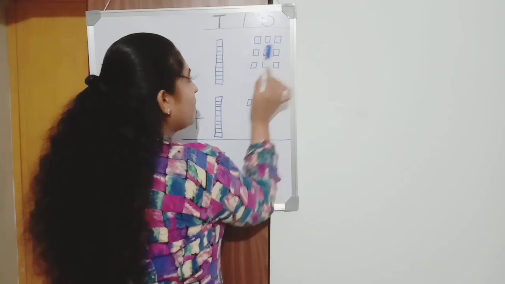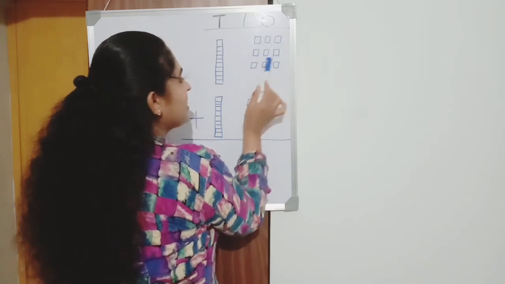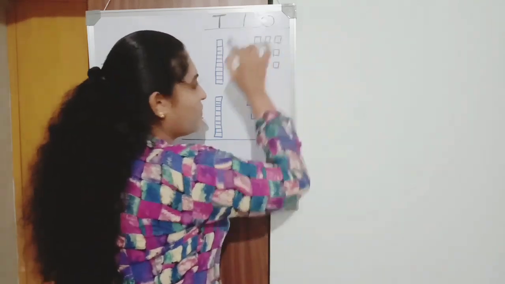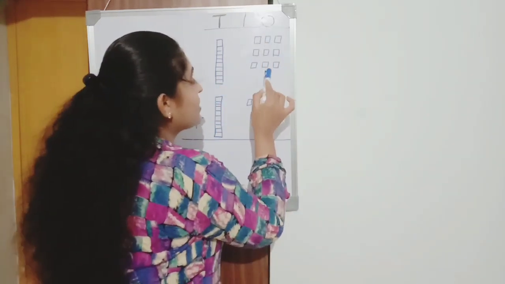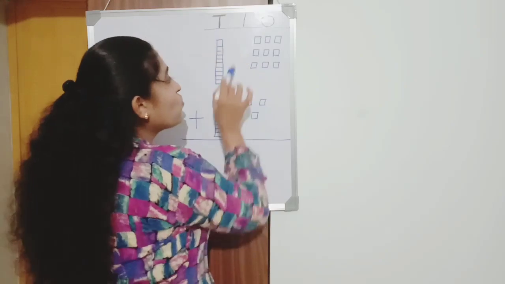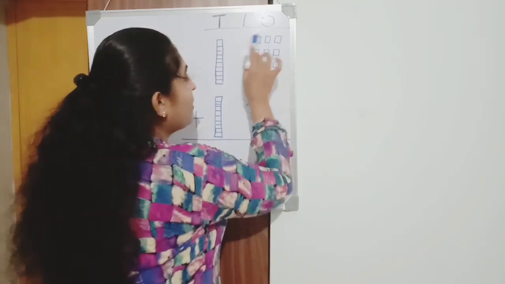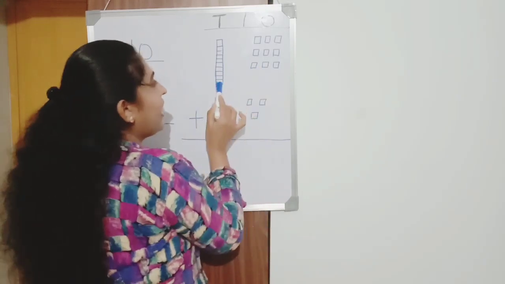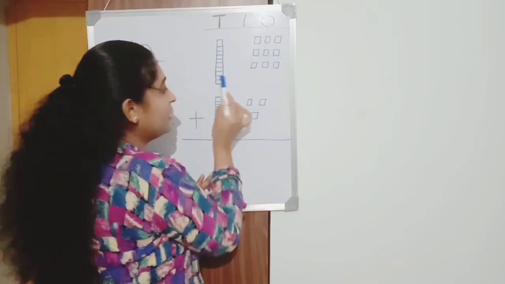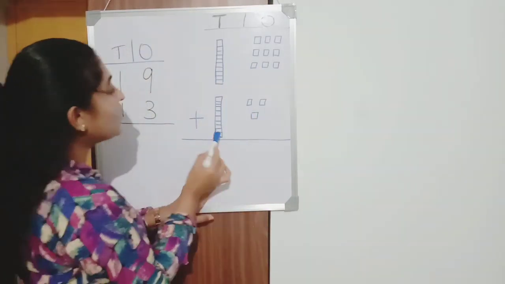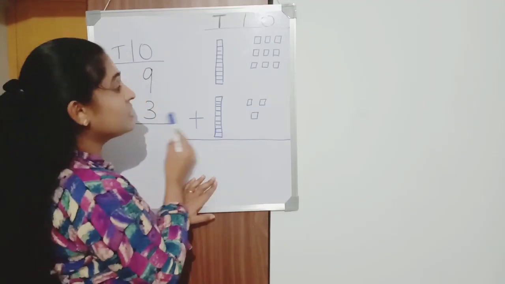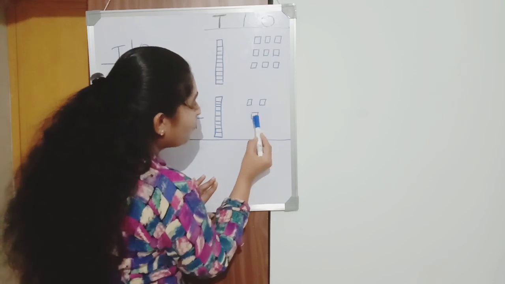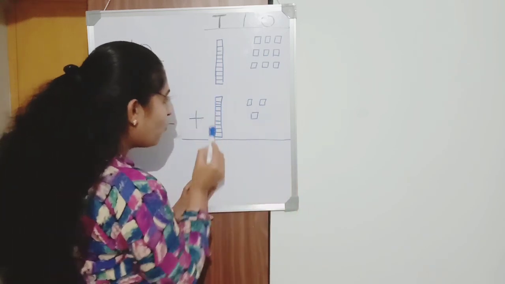1, 2, 3, 4, 5, 6, 7, 8, 9. So 9 ones we have here. 10 ones make 1 ten. So here 9 ones and 1 ten. And in 13, 1 ten and 3 ones. We represent it as 3 ones and 1 ten.